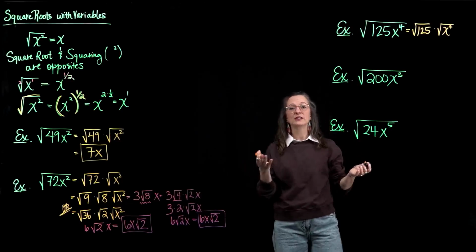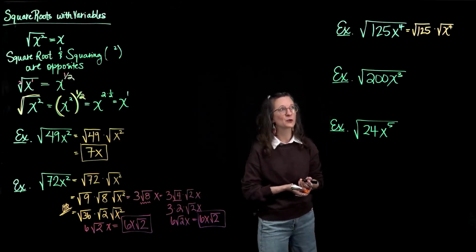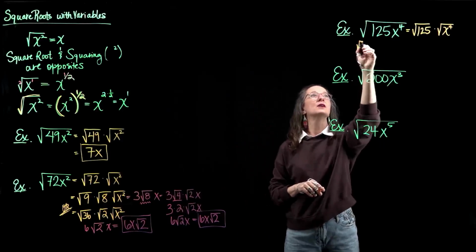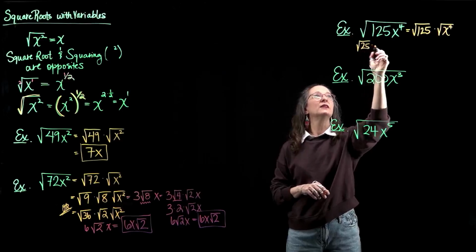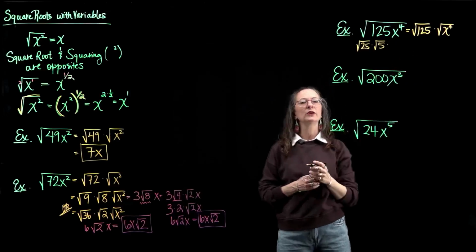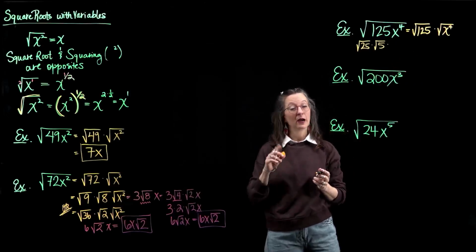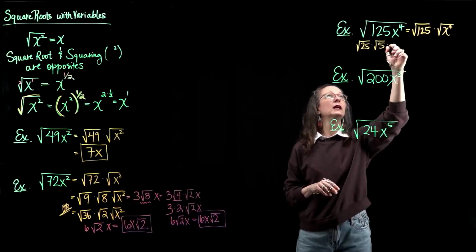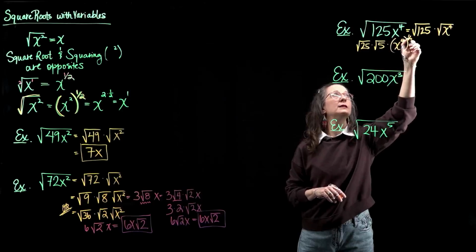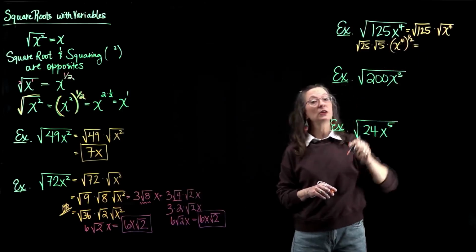We want to think about, does 125 have any perfect square factors? It does. I can rewrite that as the square root of 25 times the square root of 5 times the square root of x to the 4th. I'm going to do that a little bit differently. I'm going to write it as x to the 4th raised to the 1/2 power. And I'll show you why.